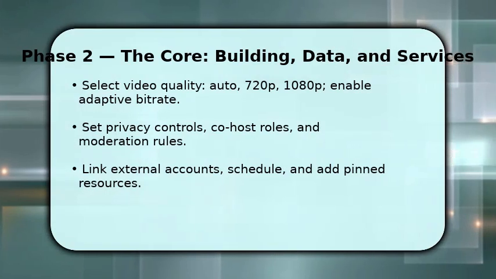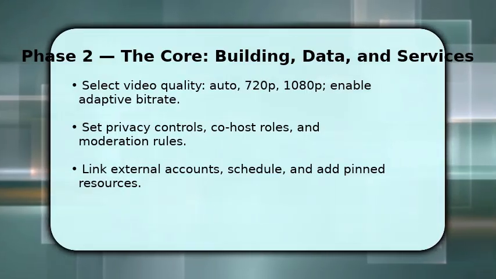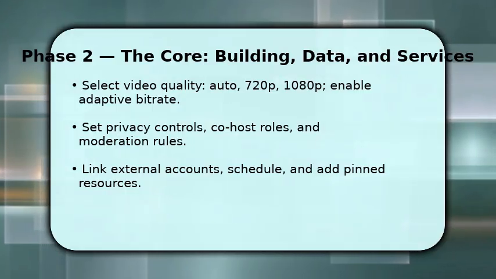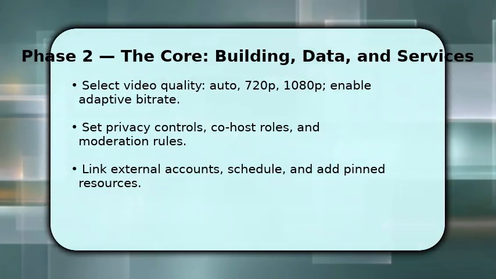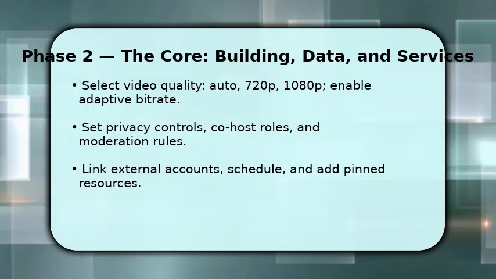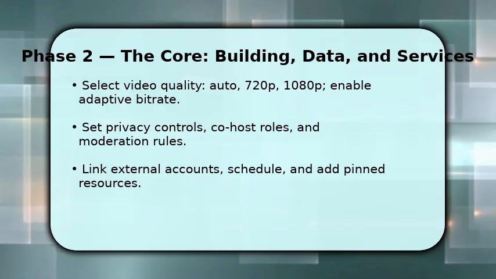Now you configure the deeper settings to control quality and interaction. First, pick video quality, auto, 720p or 1080p, and enable adaptive bitrate so streams stay smooth on variable networks. Then set privacy controls and add co-hosts. Assign moderator roles to manage chat and keep things civil.